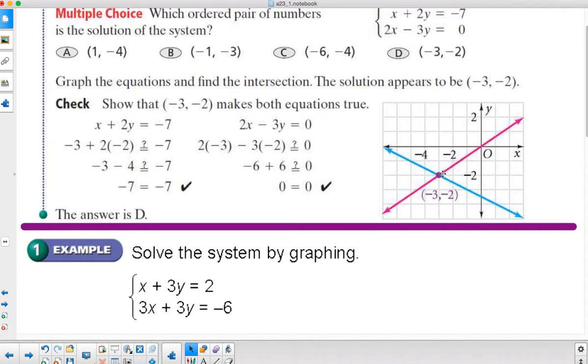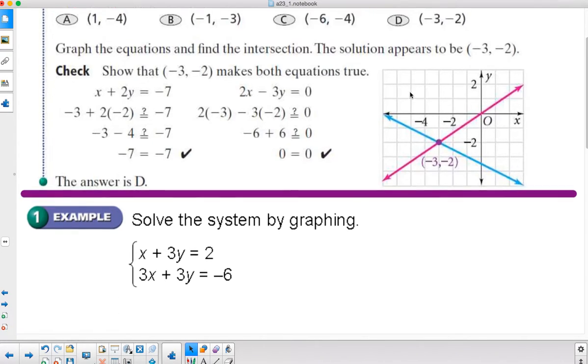Where the two lines intersect is your solution. You need to present that solution as an ordered pair like they did here, not just x is -3, y is -2. You have to present it as an ordered pair.